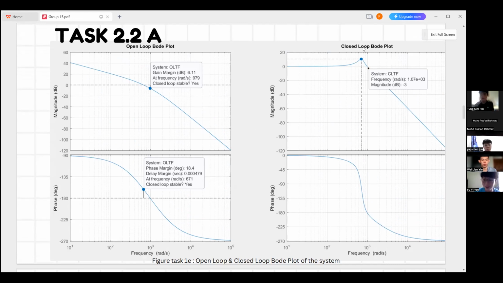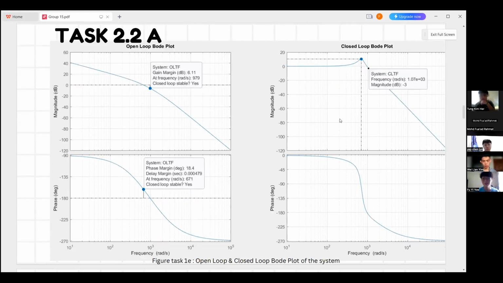And the right hand side is the closed loop bode plot. We found the -3 dB magnitude, then we can get the bandwidth frequency of the system, which is 1.07 times 10 to the power of 3.